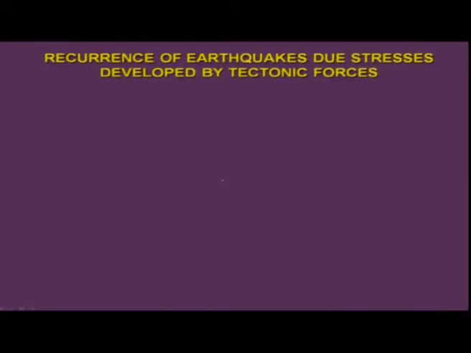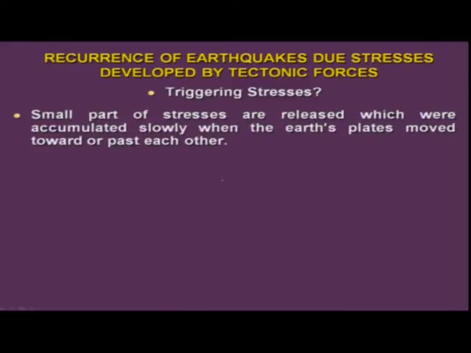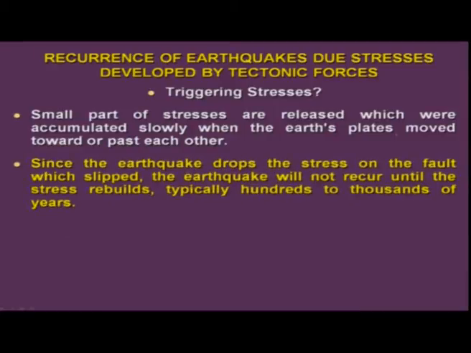So, recurrence of earthquake is due to stress developed by tectonic forces. So, this is another very important part which we need to understand, the triggering stress. Okay. So, what we see is that a small part of the stresses are released, which were accumulated slowly when the earth's plates moved towards or past each other. So, either they were moving towards each other, or they collided, or they slipped past each other. Okay. Since the earthquake drops the stress, or the strain, which was accumulated on the fault which slipped, the earthquake will not recur until the stress is rebuilt. So, the next earthquake will not be triggered on that particular fault unless the required strain or stress is built up along that, and typically it may take hundreds or thousands of years.